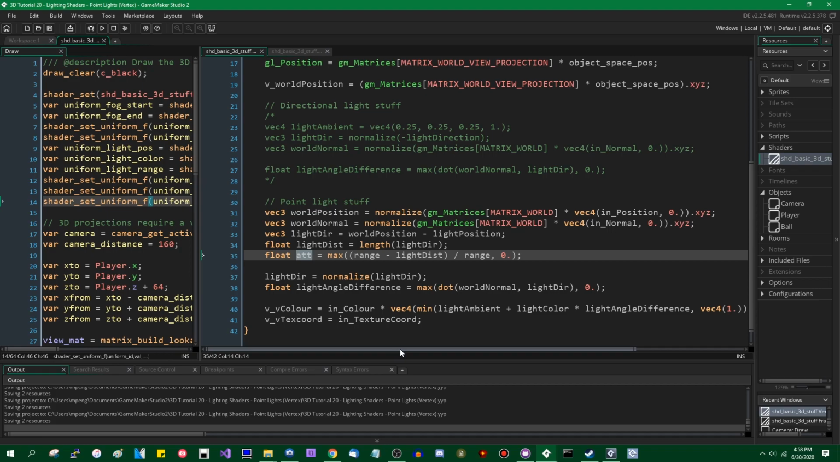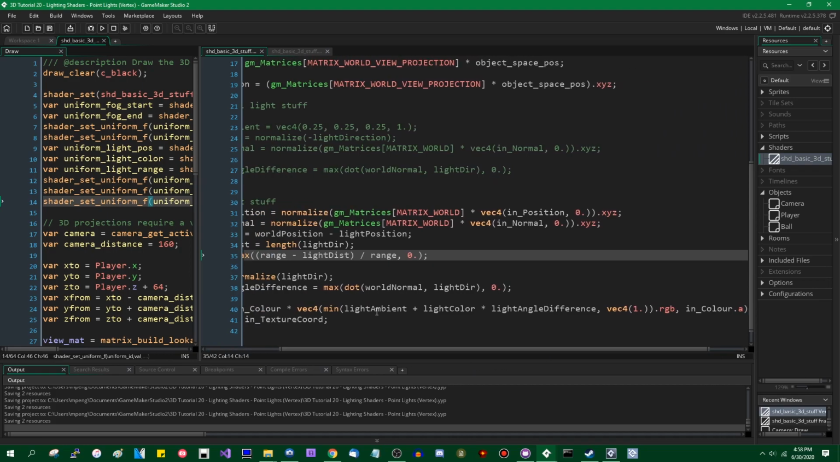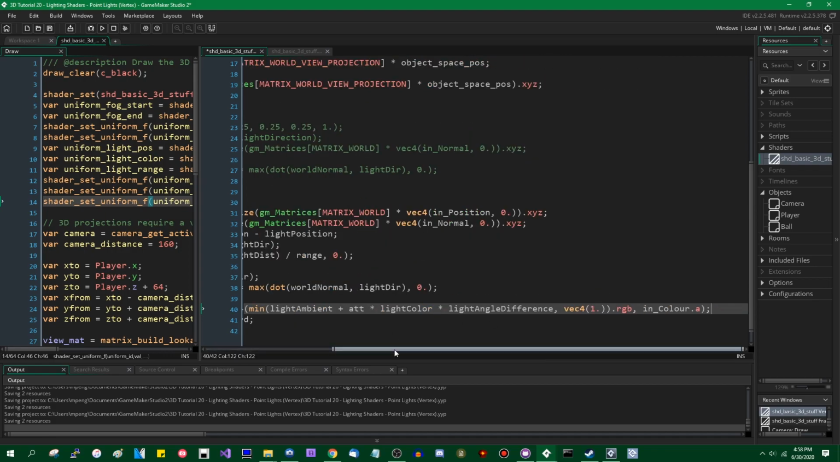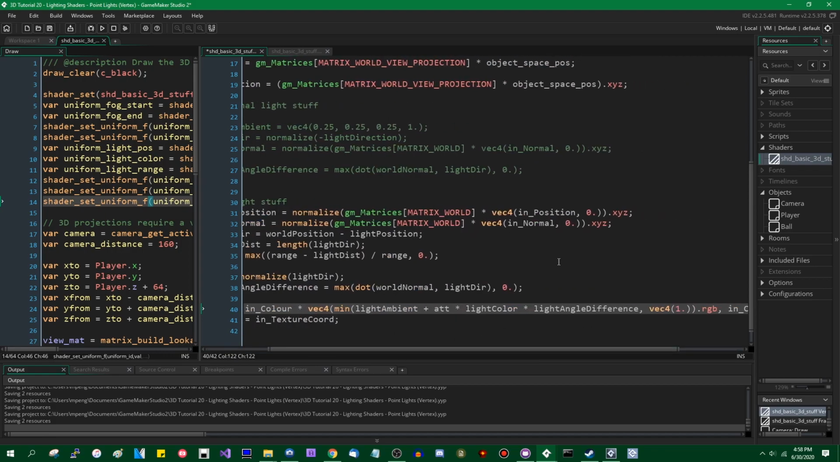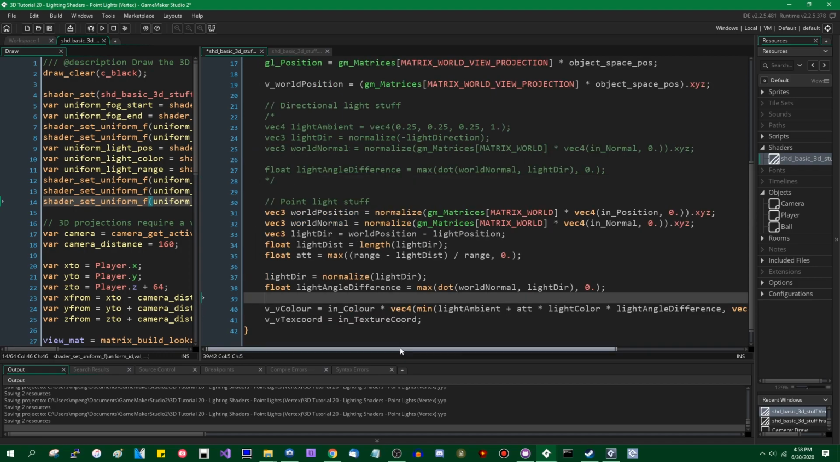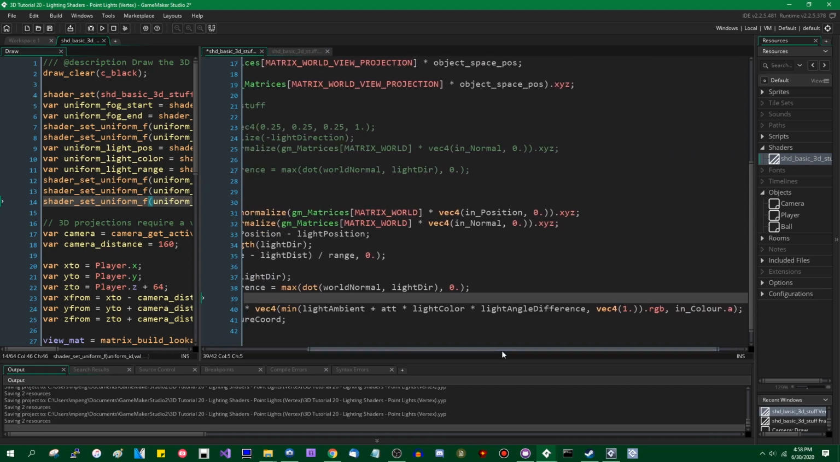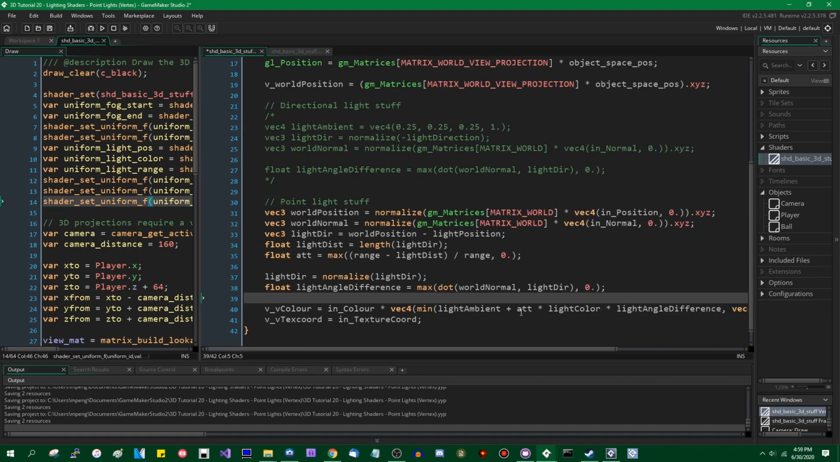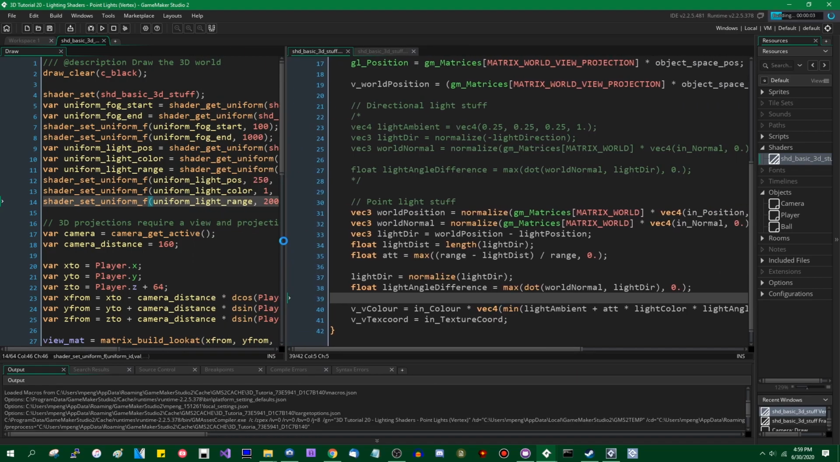Now all the pieces are in place, and as the grand finale, all we have to do is multiply, not the light ambient color, that would be weird, but the existing color value that we got, which is so far the same as the color value that we got from the directional lights in the last video that I made. So that's going to be the light color times the light angle difference plus the ambient color. We're just going to throw the extra term of the attenuation in there. So the farther away you are from the light source, the less light you receive. This should work.